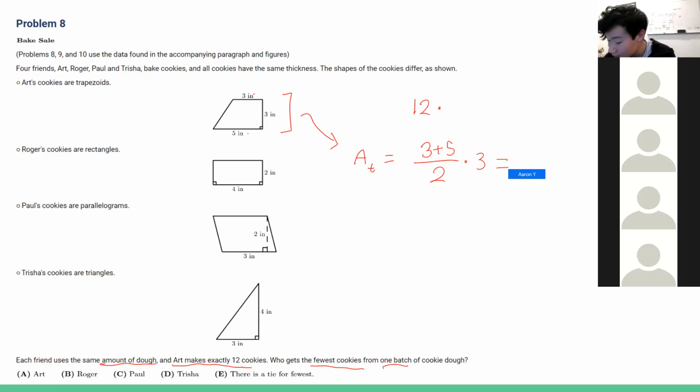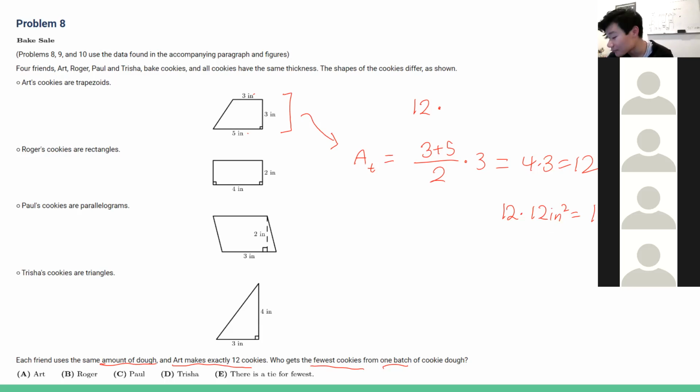So the area of his trapezoid in this case is 3 plus 5, that's 8, divided by 2, that's 4, times 3 is 12. So it takes 12 inches squared of dough to make one single cookie. And how many cookies does he make? Well, he makes 12 cookies, right? So 12 cookies times 12 inches squared is 144 inches squared. And that's how much dough they get for one batch.